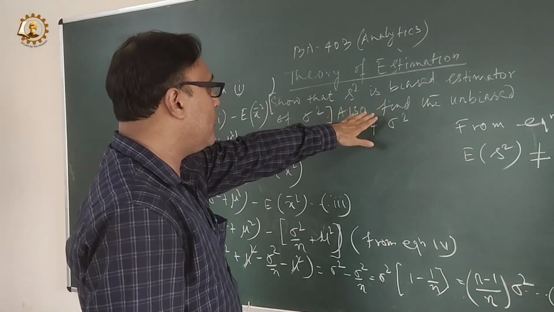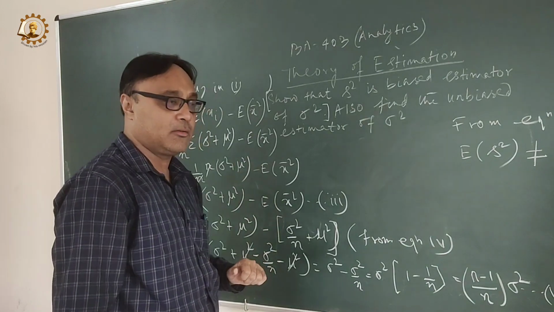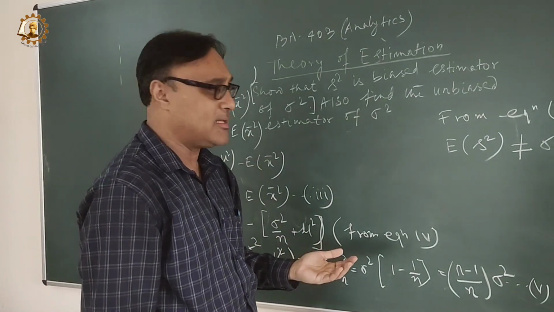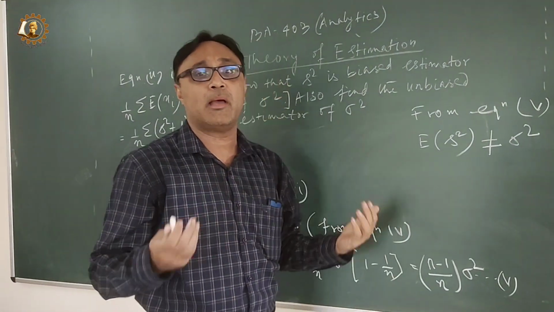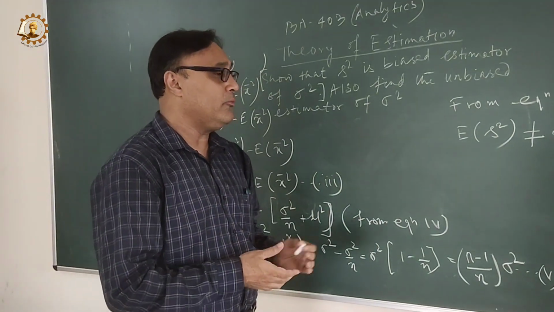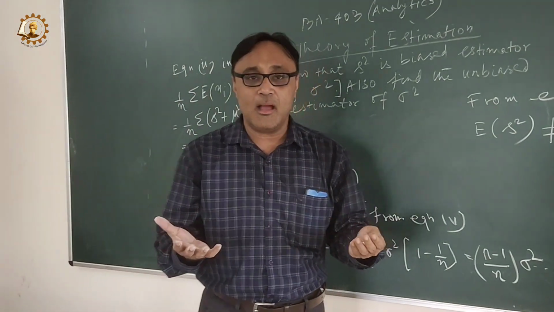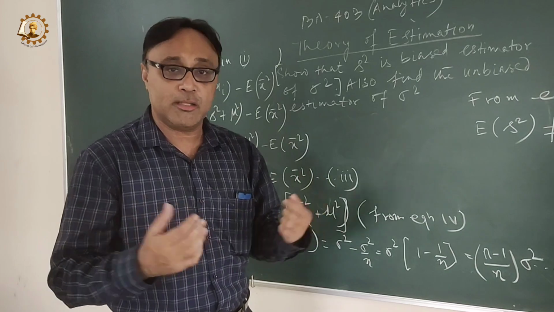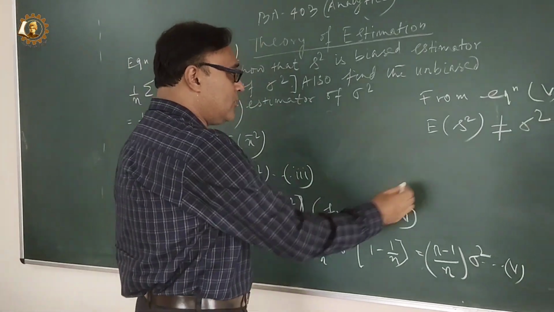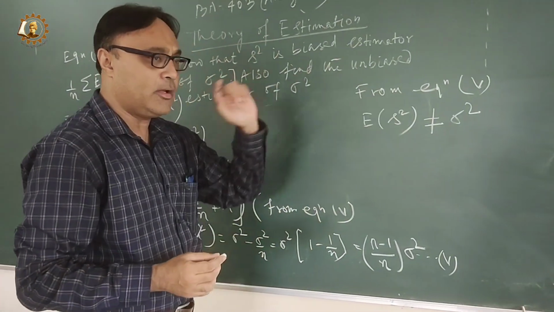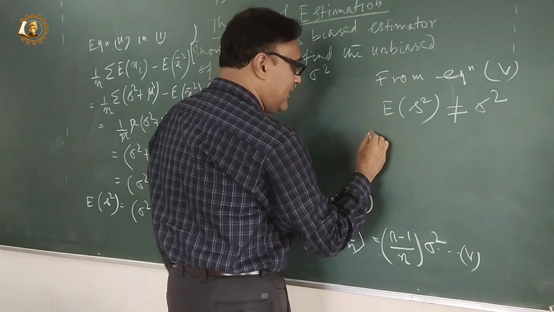Now we are coming to the second part. Also find the unbiased estimator of sigma square. If s square is not an unbiased estimator, then what will be the unbiased estimator? Suppose we have got the sample variance, how are we going to estimate the population variance now? From equation 5, E of s square is not equal to sigma square, that is fine. But what is E of s square?